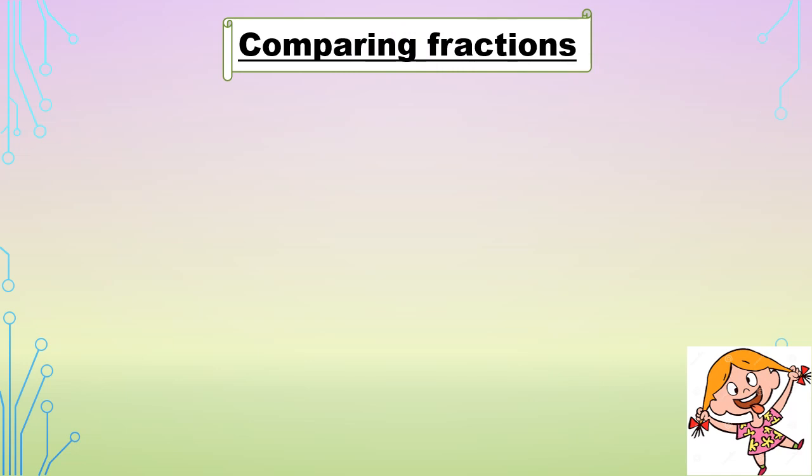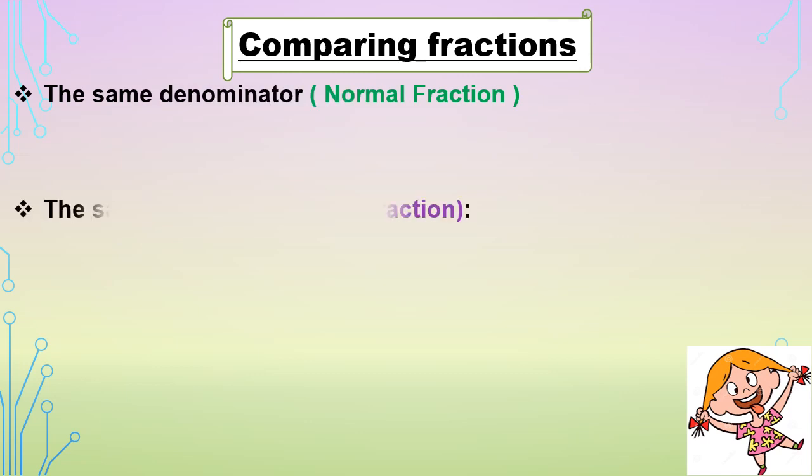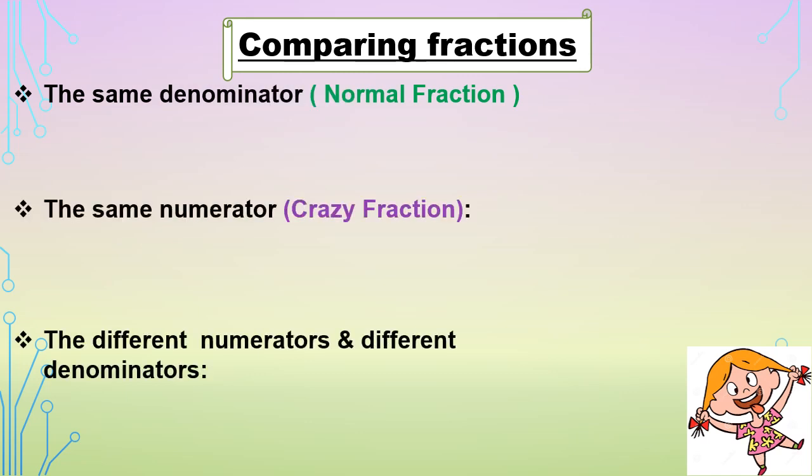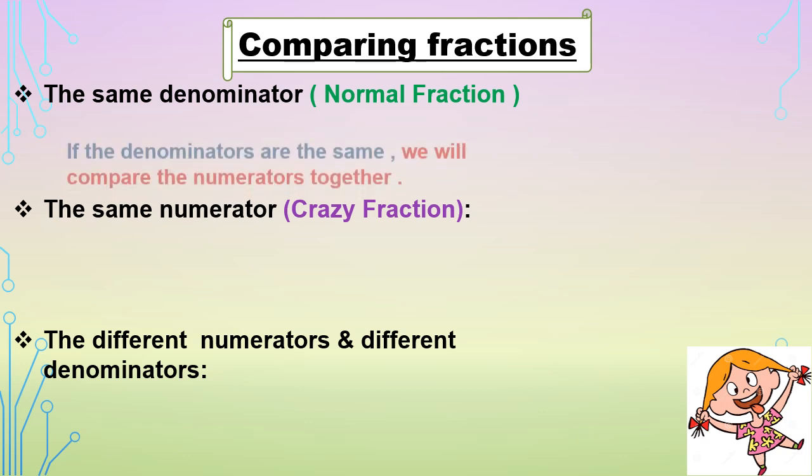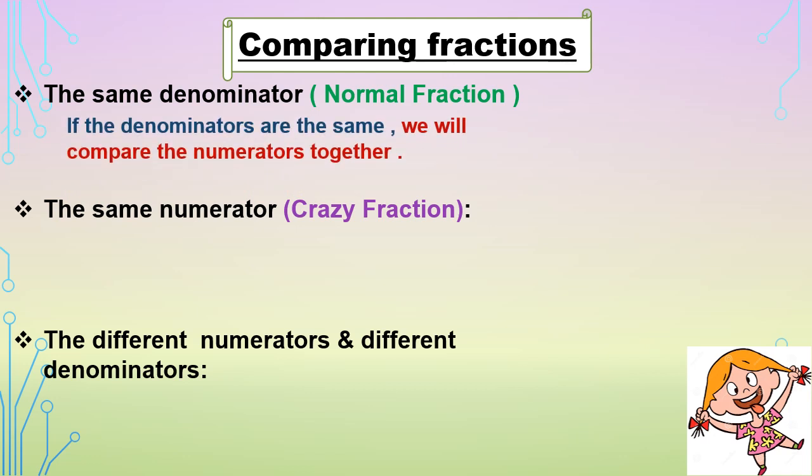Let's revise comparing fractions. Here we said before we have 3 types of comparing fractions. Number 1, the same denominator, and it's called normal fractions. What about normal fractions? If the denominators are the same, we will compare the numerators together. For example here, 3 over 5 and 1 over 5. We have same denominators, so it's called normal fraction.